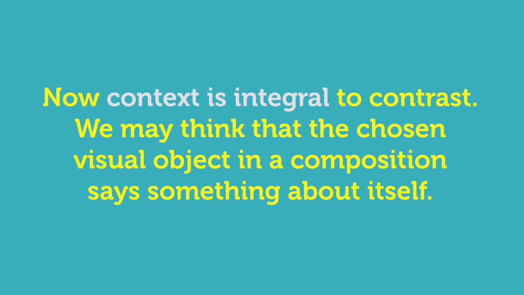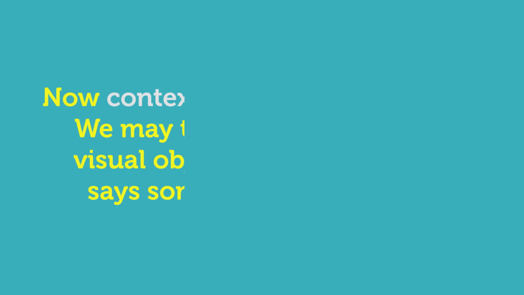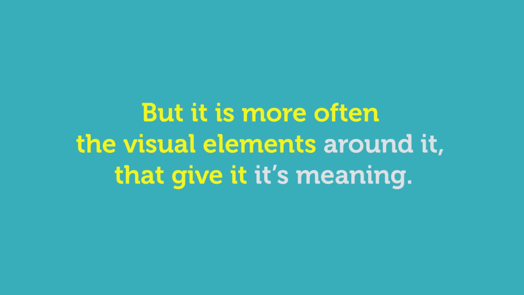So contrast occurs when two or more visual elements in a composition are different. In design, we use contrast to generate impact, highlight importance, create exciting graphics, and create visual interest and dynamics. Now, context is integral to contrast. We may think that the chosen visual object in a composition says something about itself, but it is more often the visual elements around it that give it its meaning.